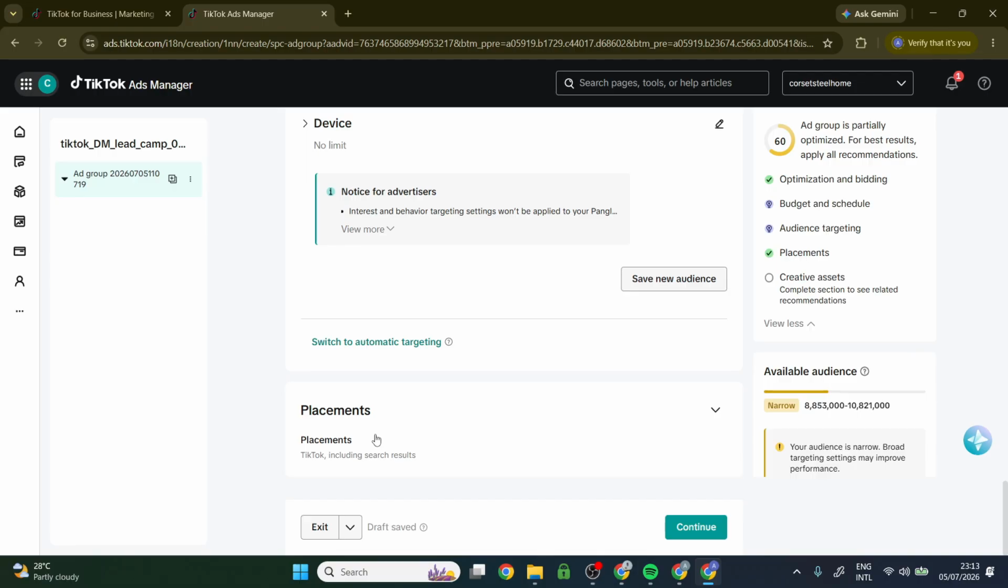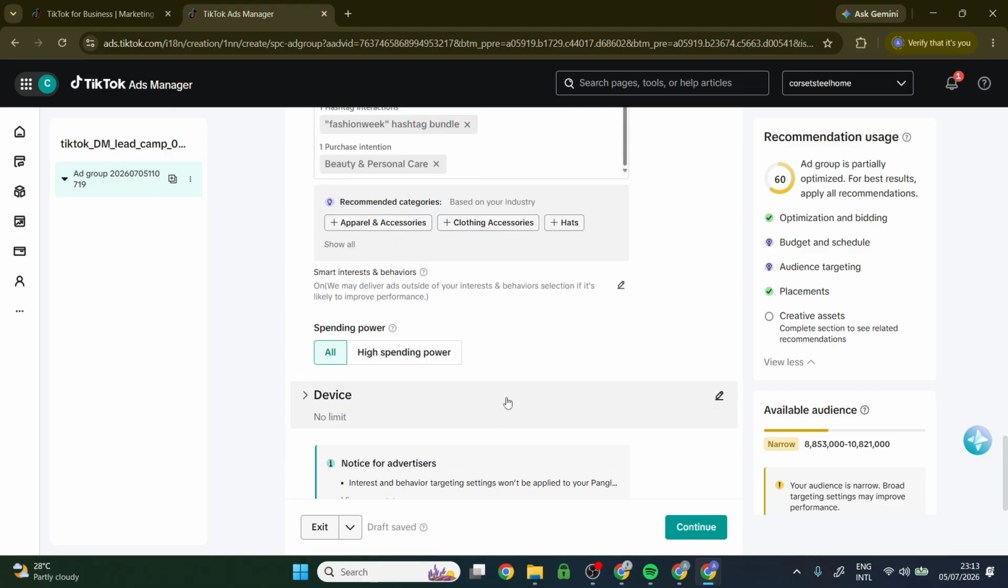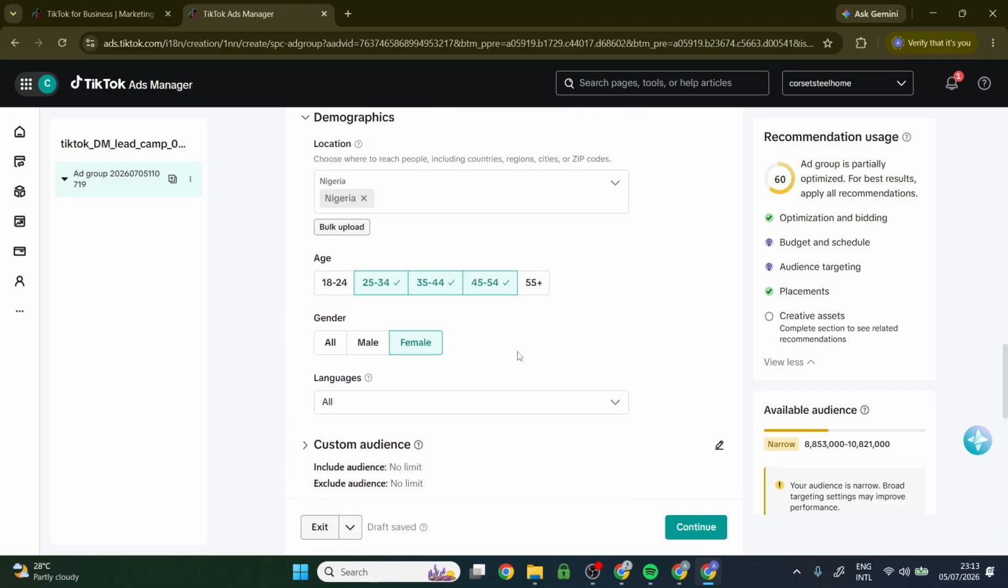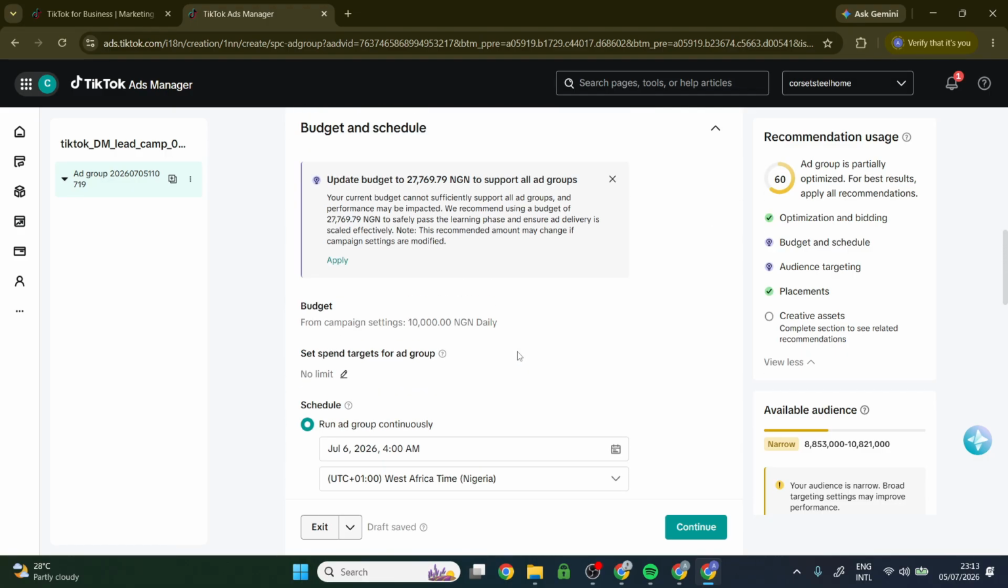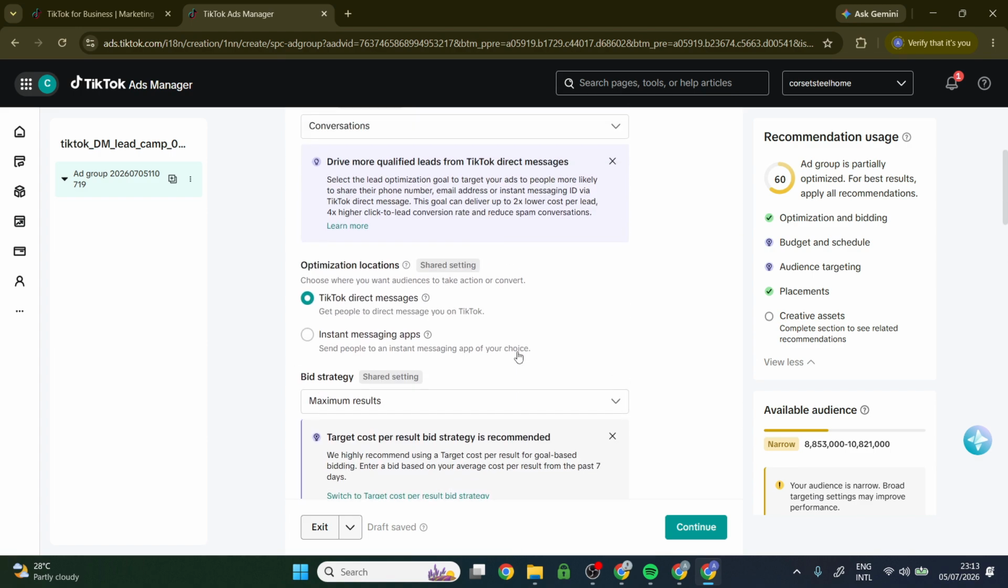Then the next thing is placement. For this placement, we want the ads to only show to people who are on TikTok, right? We don't want it to show to people elsewhere, just TikTok. So if you're okay with all your settings at the ad group level, then you can proceed to the ad level.